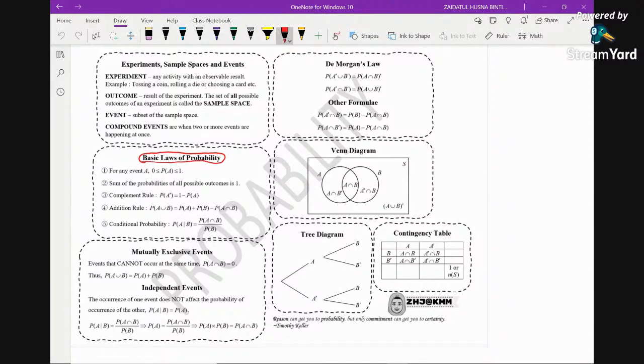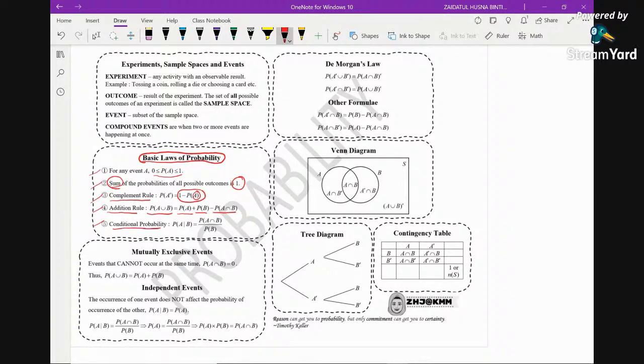You need to understand these five contents here. First, you have to understand the concept of probability. It has to be between 0 and 1, and we know that the sum of probabilities is 1. Then the complement rule: let's say if you have an event A, the complement of A, which is A prime or A bar, is 1 minus P(A). Then the addition rule, where we have probability of A union B equals probability of A plus probability of B minus probability of A intersect B.